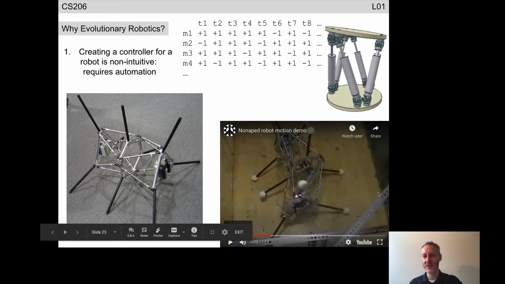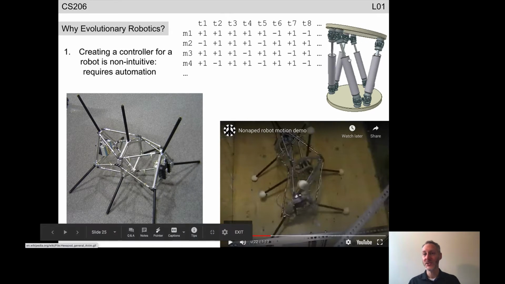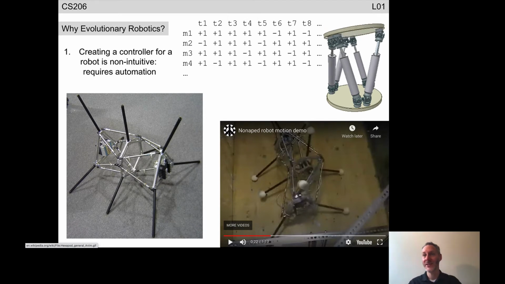Okay, I'm just going to pause things there for a moment. You can see that changing, extending and compressing these pistons causes the nonaped's body to extend and compress and twist and so on. You can imagine that if you get the phase offsets of these pistons just right, or you program when these pistons should increase or decrease in length just right, you should be able to get this nonaped to move forward.